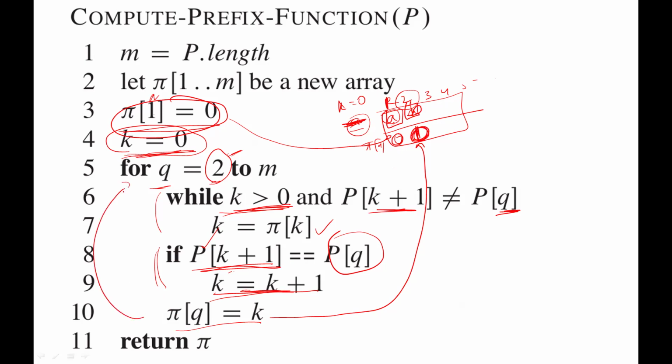And we come back to this and we find out the next value of q, say 3. Again, k is still 0, right?